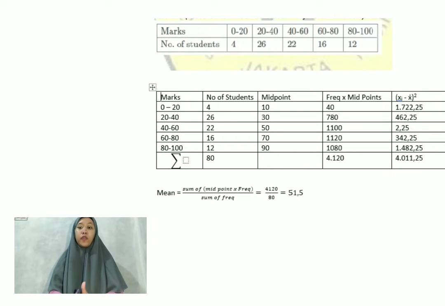And the sum of frequency is 80, and the sum of frequency times midpoint is 4120. So first we find the mean, which equals the sum of midpoint times frequency over the sum of frequency. So it equals 4120 over 80 equals 51.5.